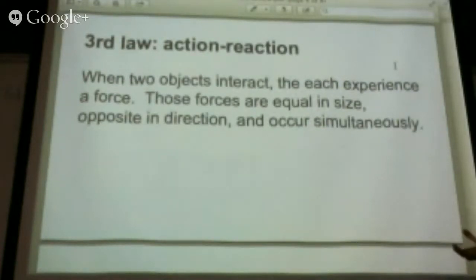I don't know why those terms are used. Newton's third law pair would be maybe a better term for that. Sometimes they say find the action-reaction pair. It's called Newton's third law pair, though. Third law just says when 2 objects interact, they each experience a force. Those forces are equal in size and opposite in direction and happen at the same time. They have the same duration, they start at the same time, and they end at the same time.